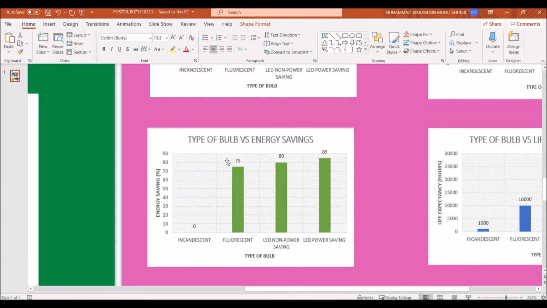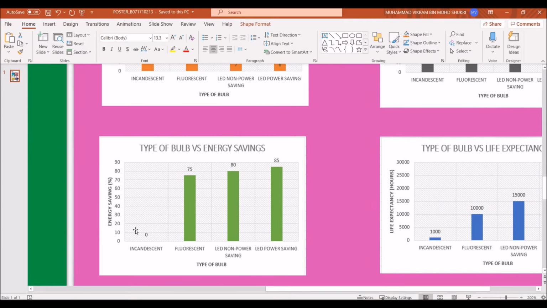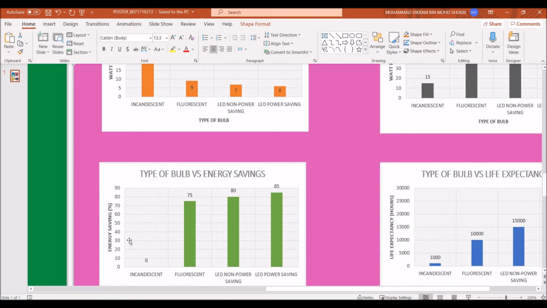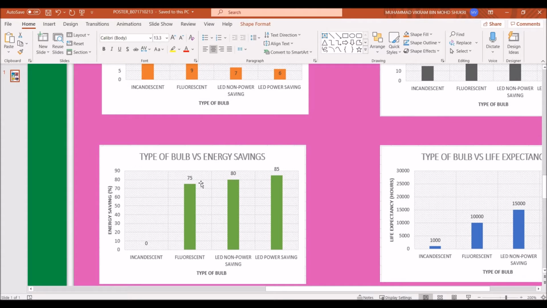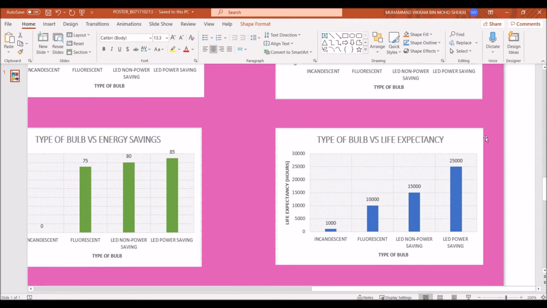Next, this bar chart shows the type of bulb versus energy saving. As we can see, I compared it to the incandescent bulb since it is a very high energy consuming bulb. So I made it the baseline, so it is 0% since it does not save any energy. And if you see the fluorescent light, it saved about 75% energy. The normal LED bulb, the non-power saving one, it saved 80%, whereas the power saving LED saved 85%. That is a lot of energy saving. Even though the LED bulb is a bit expensive compared to the incandescent bulb, in the long run it is very worth it. And next, type of bulb versus life expectancy.